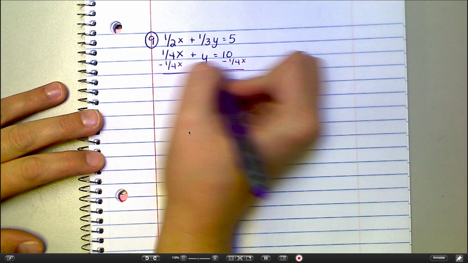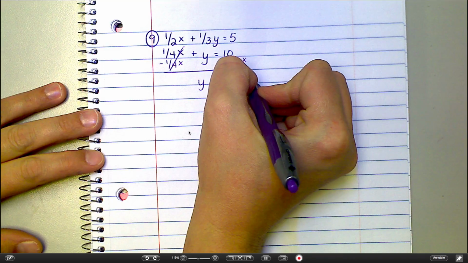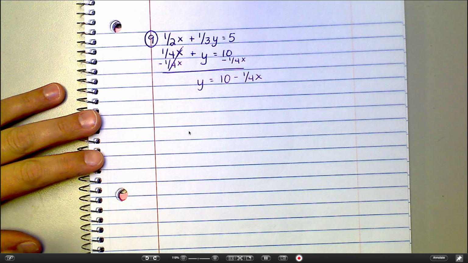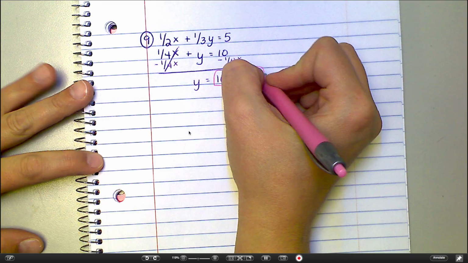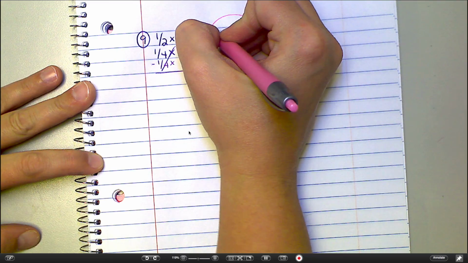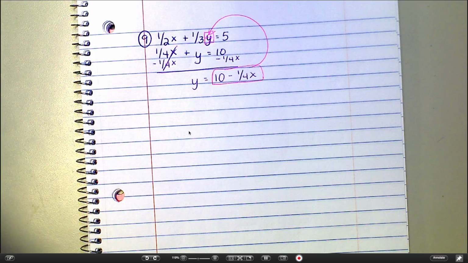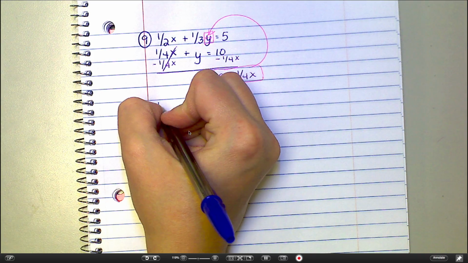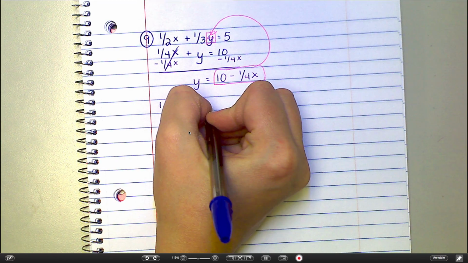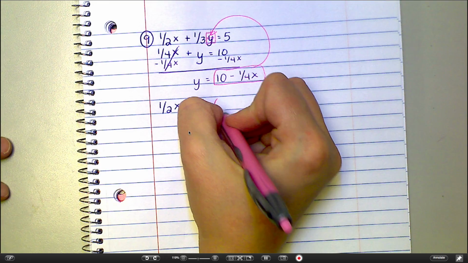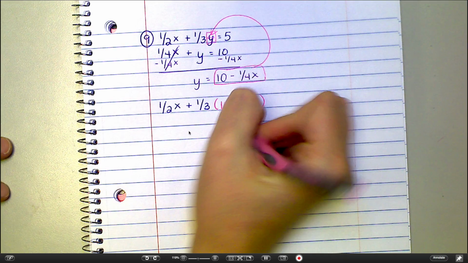Okay, so now my equation is going to say y equals 10 minus 1/4 x. And that's the piece, that y is equal to, that I'm going to go up here and plug in place of y, okay? Leaving that 1/3 out front. So that's going to look like this. If I'm rewriting that top equation, 1/2 x plus 1/3, and then parentheses 10 minus 1/4 x, equals 5.